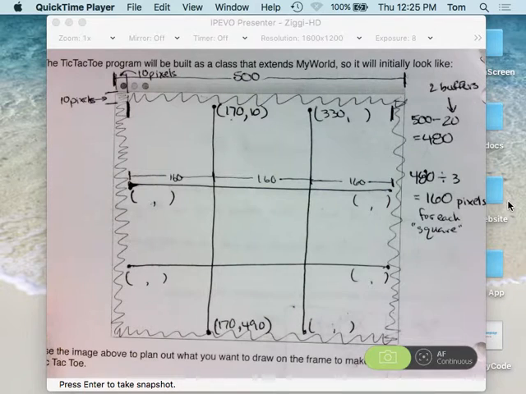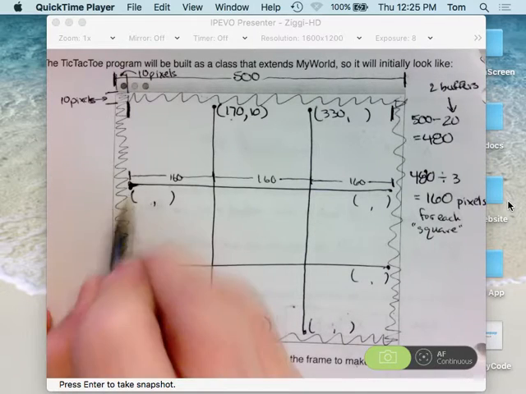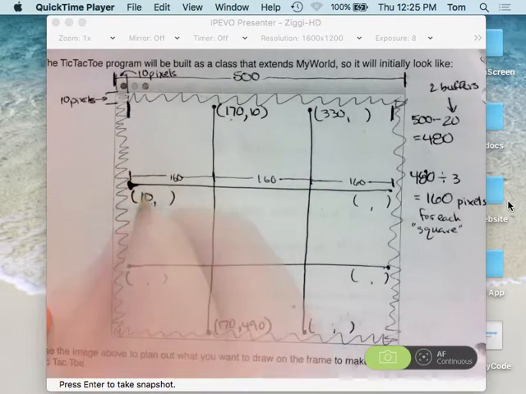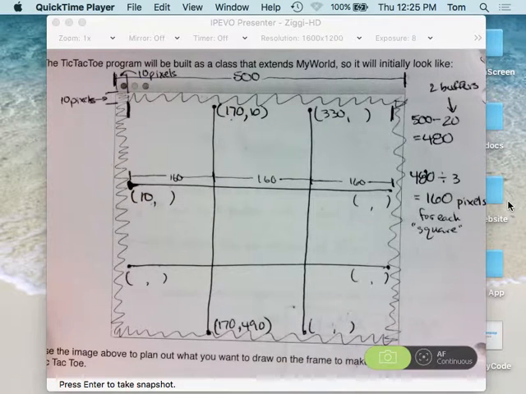All right? And I'm going to come around and help you out individually if you need it. Just to get you started here, the x coordinate right here, that's going to be 10. And then you have to think about, what's my y coordinate going to be for that point? Okay?